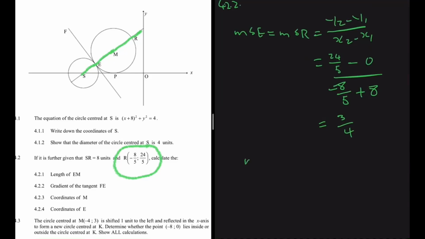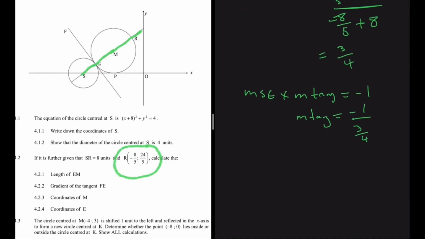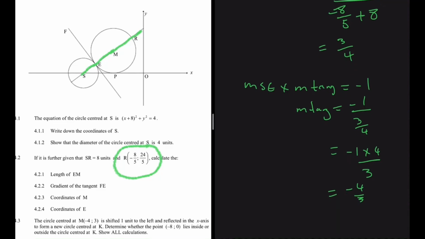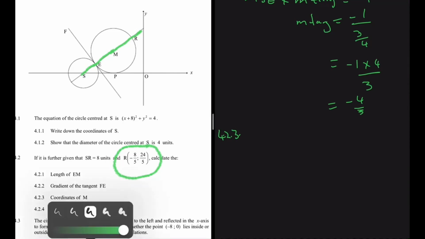But we know that m of SE multiplied by the gradient of the tangent should give you minus 1 by definition. So the gradient of the tangent will be equal to minus 1 divided by 3 divided by 4. So that will be equal to minus 1 multiplied by 4 divided by 3, that is minus 4 divided by 3. So the gradient of the tangent is minus 4 divided by 3. And now we can do 4.2.3.